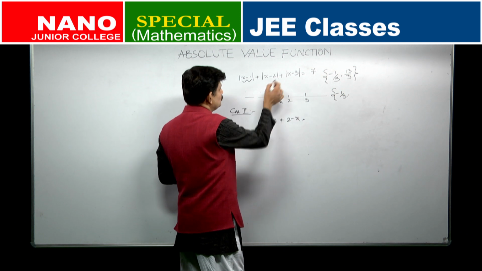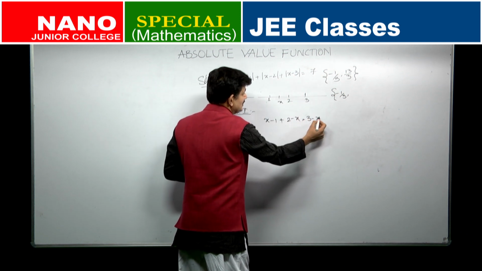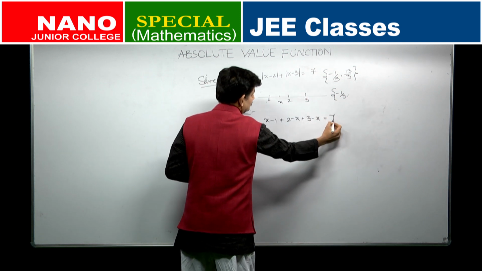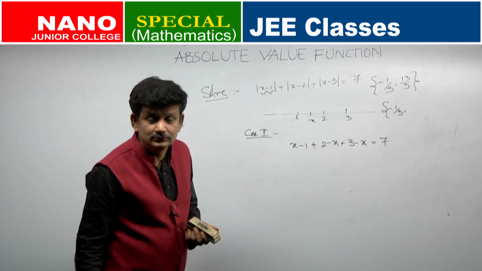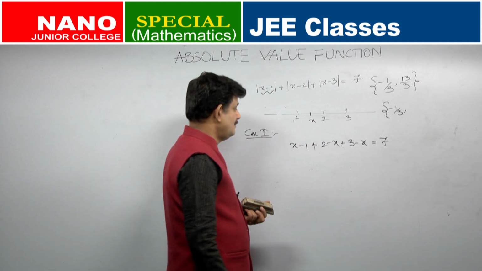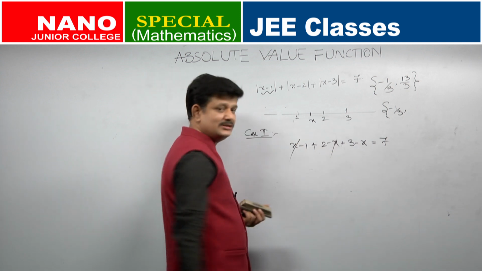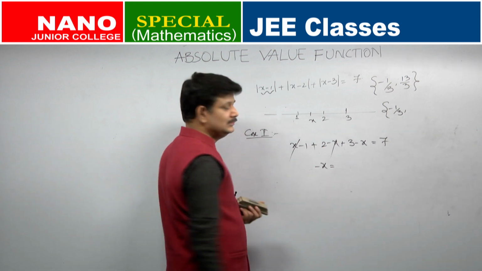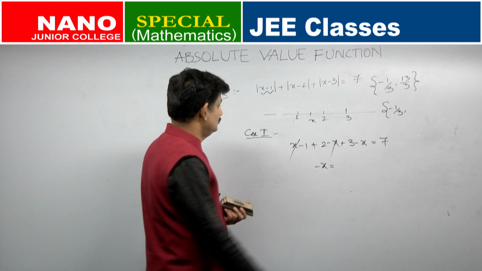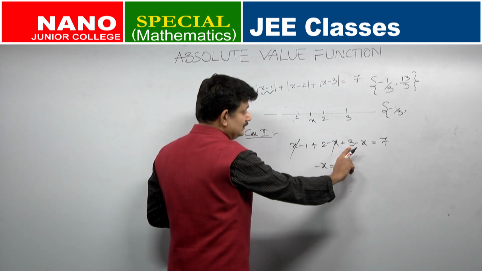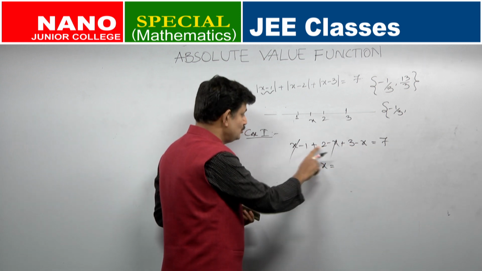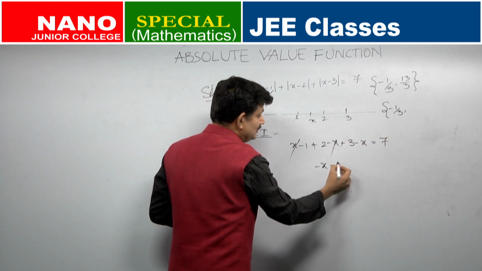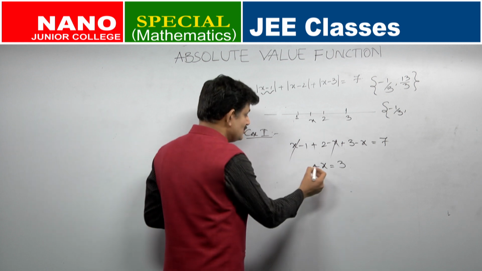X is less than 3. So, mod x minus 3, what will it be? 3 minus x, equal to how much? What is given? 7. You can see 1 x is getting cancelled with minus x. What am I left with? Minus x is equal to 7, 3, 2, minus 1. So, this is 4. If you take it to the other side, 3x is how much?